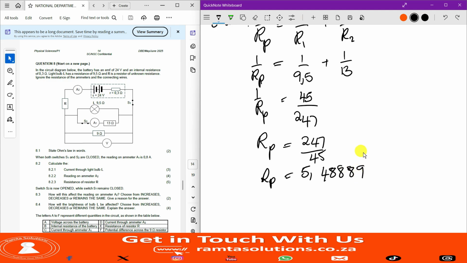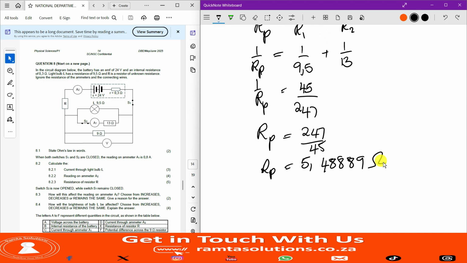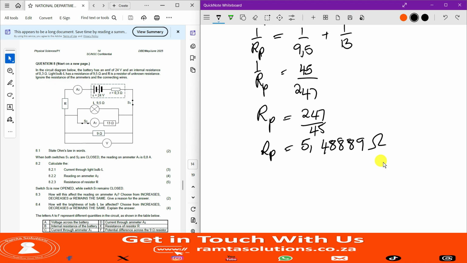Now this, we will say R sub P equals 5.48889. Five decimal places would do for now, okay? We're not done. So R sub P equals 5.48889. Now, we are not done.